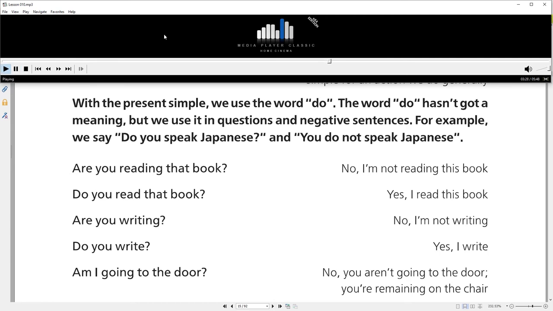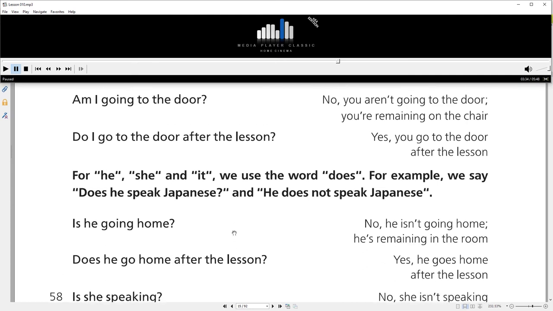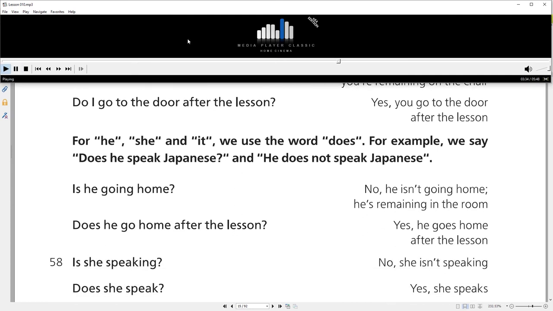Am I going to the door? No, you aren't going to the door. You're remaining on the chair. Do I go to the door after the lesson? Yes, you go to the door after the lesson.